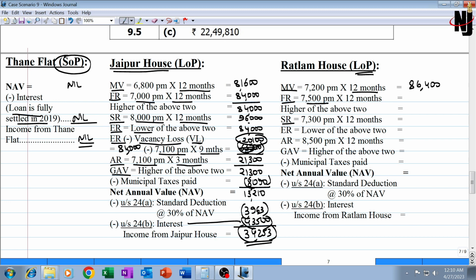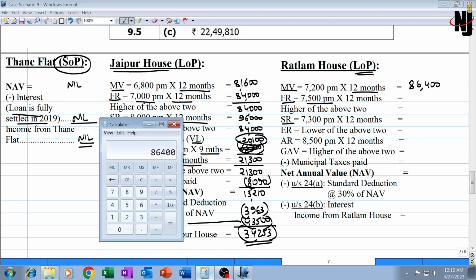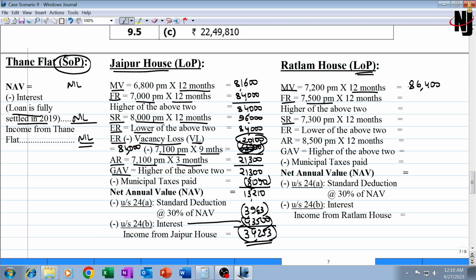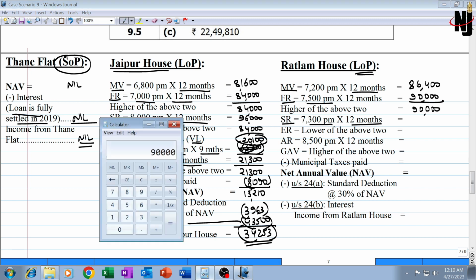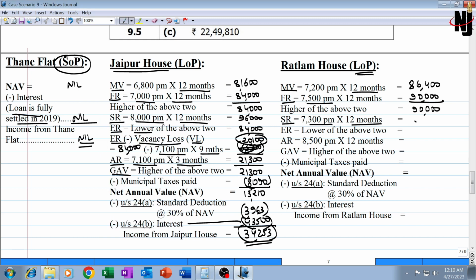And then fair rent 7,500 per month into 12 months. 7,500 into 12, 90,000. Then higher of the above two will be your reasonable rent, 90,000. 7,300 per month into 12 months is your standard rent. 7,300 into 12 would be 87,600. Lower of the two will be 87,600.